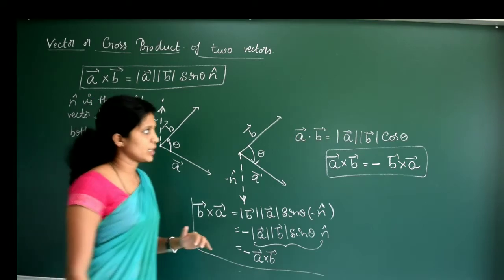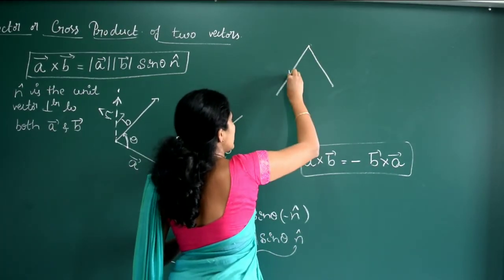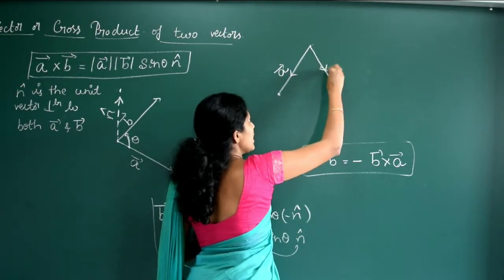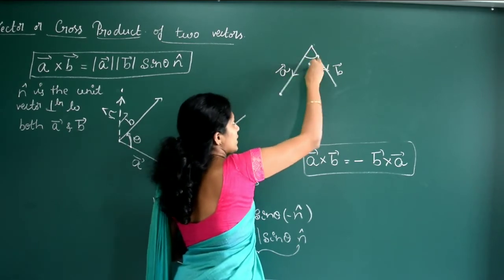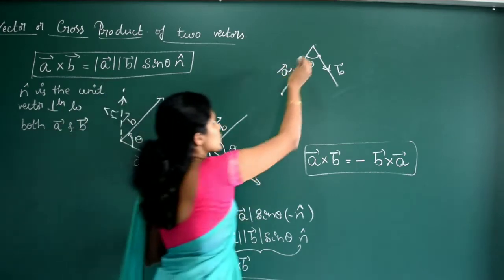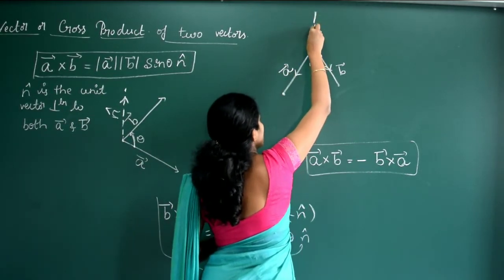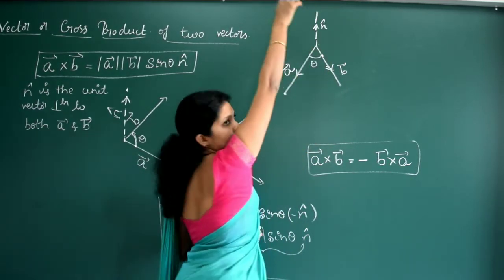We will consider one more example. Let me consider this. So this is one a vector, and this is b vector, and the angle between them is theta from a vector to b vector. Now there should exist one unit vector. So the unit vector will be in this direction. It's in the 3D plane, so this will be the unit vector n cap. So this is the direction and here it will be this.